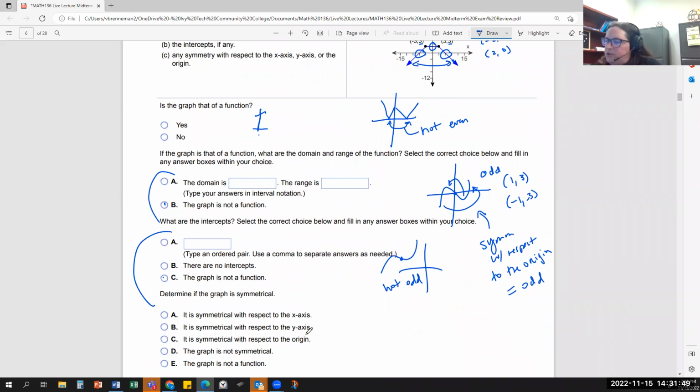If it is a function, you should never be answering symmetrical with respect to the x-axis, because that would not be a function. You can think of a surface of water with something reflecting on it. Whatever's happening above, you have matching below, but then it immediately is going to fail the vertical line test. So you might answer the y-axis or the origin, or not symmetrical, or it's not a function.